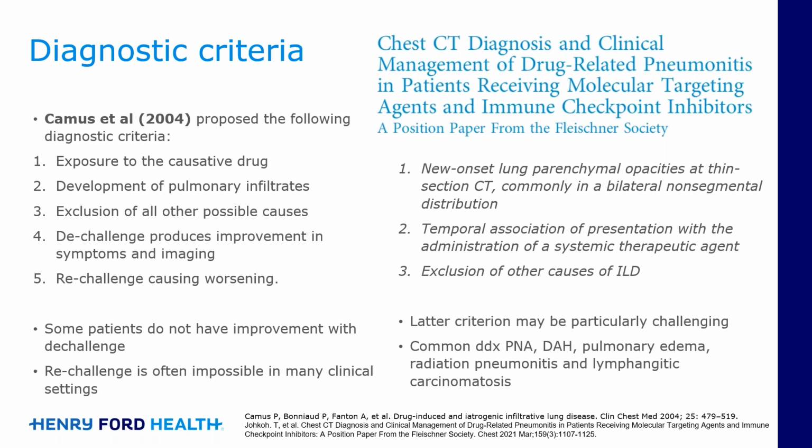So more recently, Fleischner Society in their position paper, they gave the 3 diagnostic criteria. So their diagnostic criteria basically were new onset lung parenchymal opacities in a bilateral non-segmental distribution on a CT, temporal association between exposure to the agent and development of clinical and radiological abnormalities, and exclusion. And the last criteria, the exclusion, is definitely important and can be very challenging. Common differentials include pneumonias, diffuse alveolar hemorrhage, pulmonary edema, lymphangitic carcinomatosis.